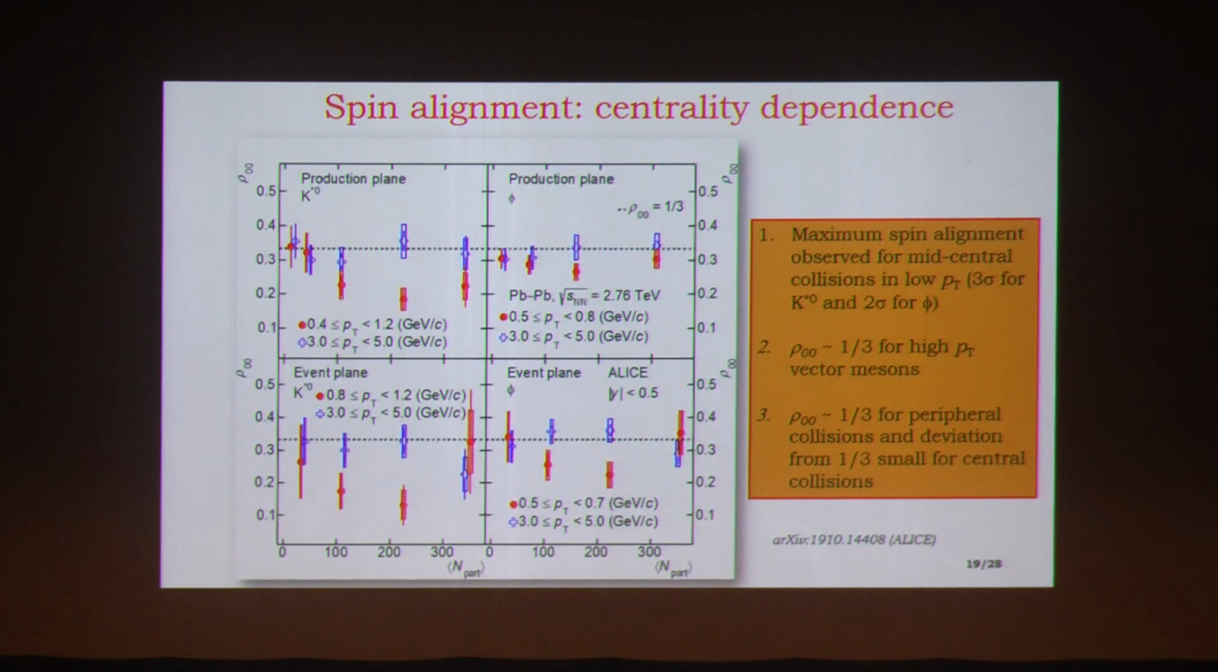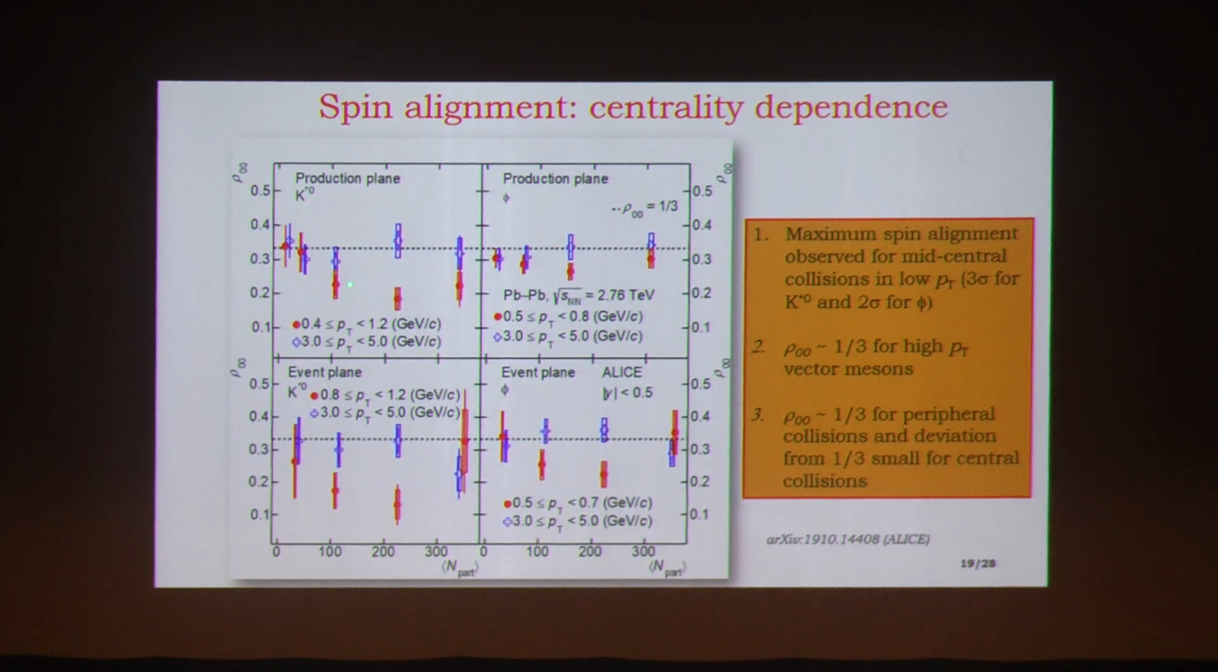Now let's look at the collision centrality dependence. This is rho 0, 0 as a function of number of participating nucleons. Large number of participating nucleons means small impact parameter, head-on collisions. And small number of participating nucleons means peripheral collisions or grazing collisions. The blue data points are for high PT. The red data points are for low PT.